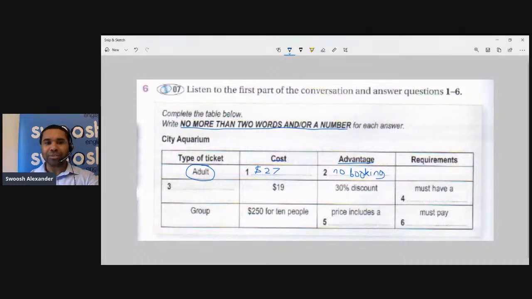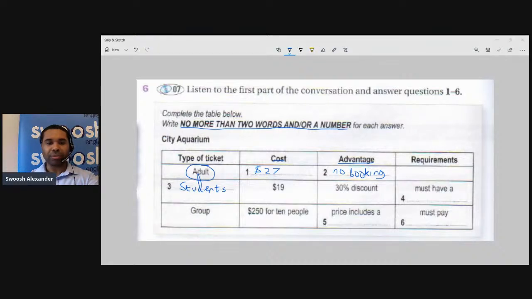Okay, did we get that? We got the answer to number 3 there. And the answer was students. So she said students can get in for $19 a head. $19 a head, meaning the cost is $19.